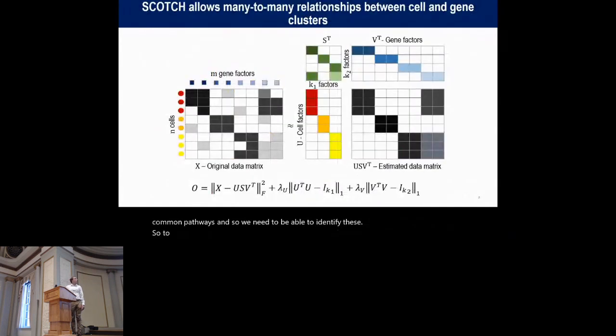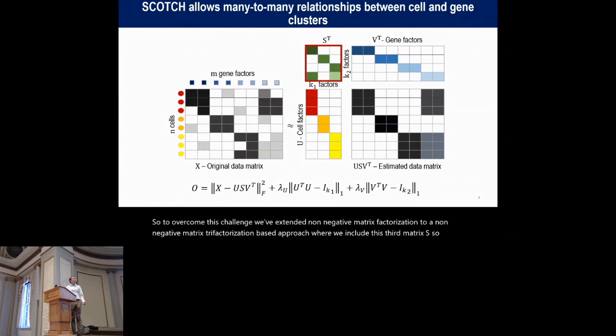To overcome this challenge, we've extended non-negative matrix factorization to a non-negative matrix tri-factorization based approach, where we include this third matrix S. This third matrix provides a few benefits. First, it allows for a variable number of genomic factors relative to the cell cluster factors, such that we can have more gene clusters that show some combinatorial relationship. Second, our S matrix readily identifies which factors are related, where the non-zero values of S indicate some sort of linear relationship between the cell factor and the gene factor.